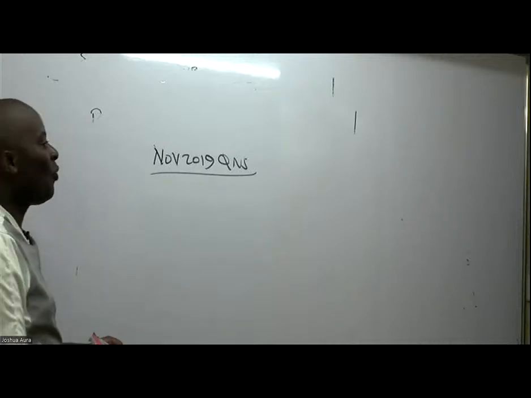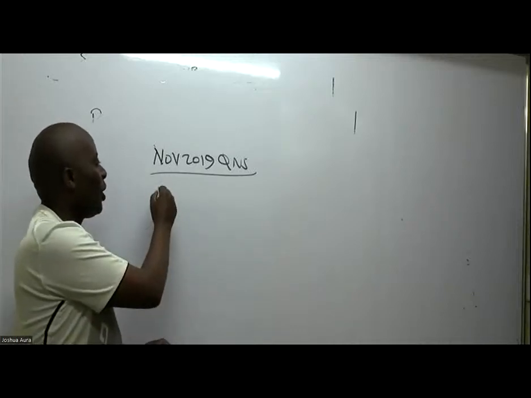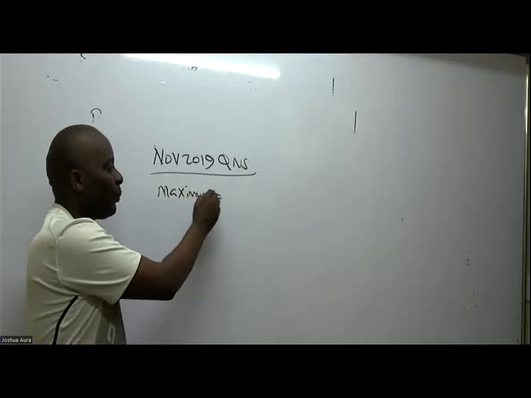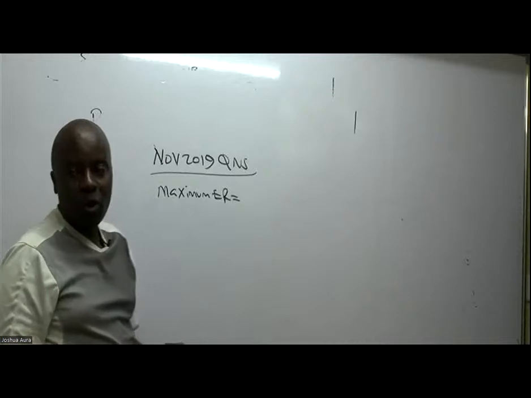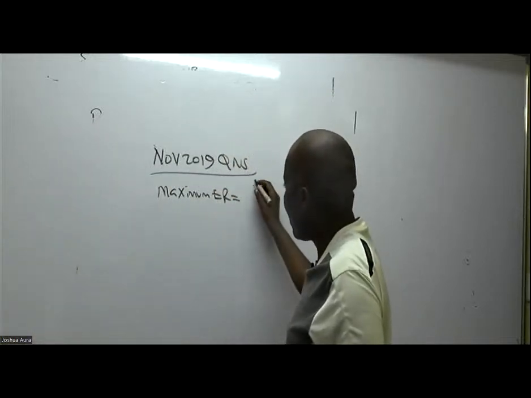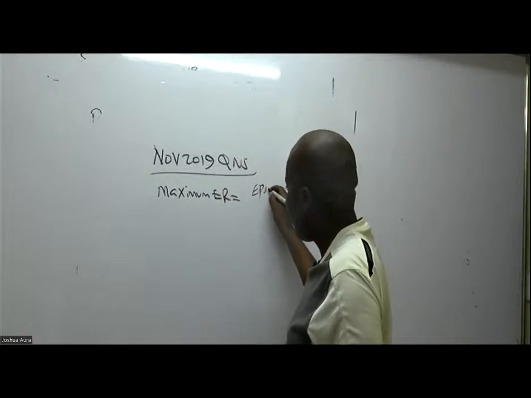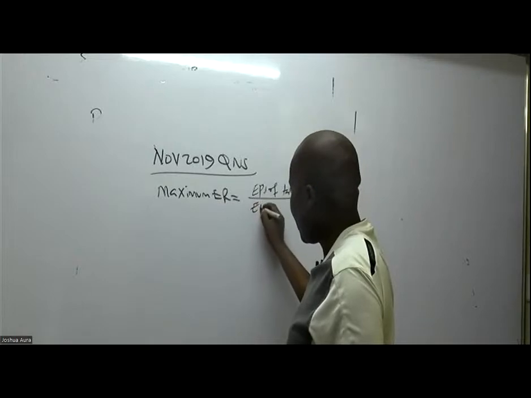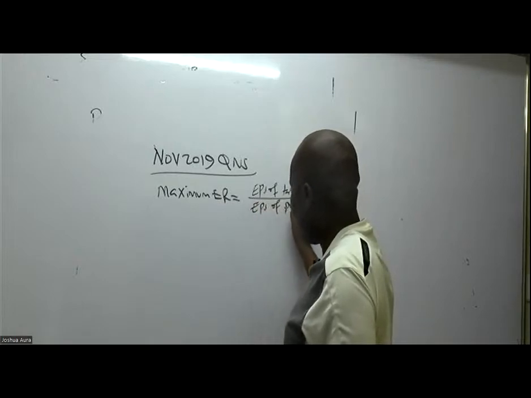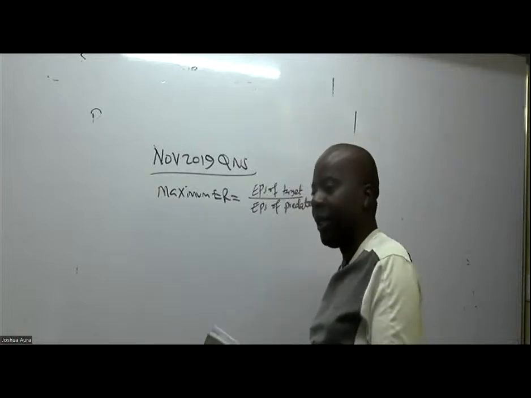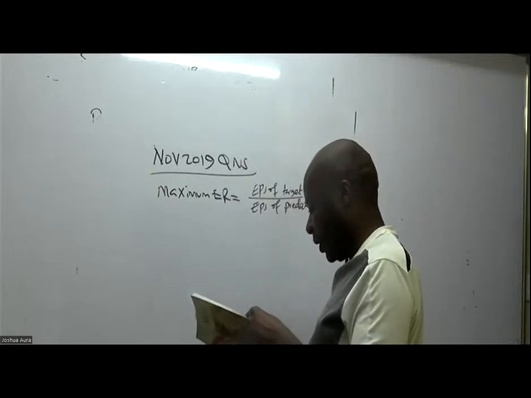Remember that when they talk of the maximum exchange ratio, and we explained this so well in our last session, you will always look at this as the EPS of the target company all over EPS of the predator company. This is the easiest way of understanding this. EPS of the target company all over EPS of the predator company.